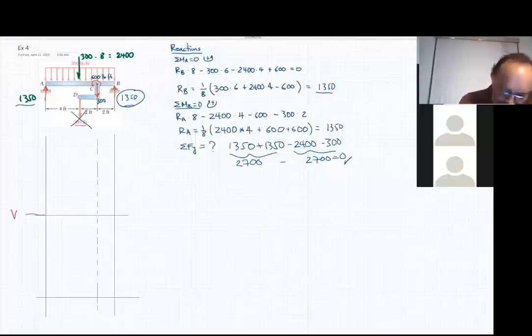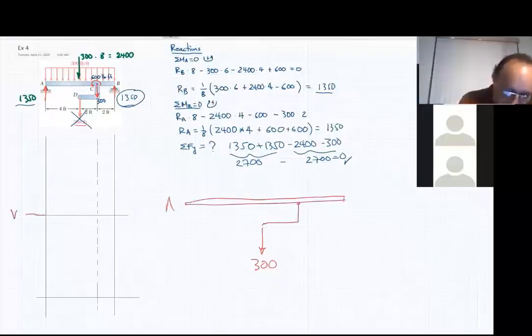Okay, let me put it here. This is the original beam with this little element here, and I have the load here, 300. We want to analyze the shear and moment diagram of the beam AB. In order to find the shear diagram and the moment diagram of that beam, we need to apply the load right here, because that's where the load is actually applied through this element.